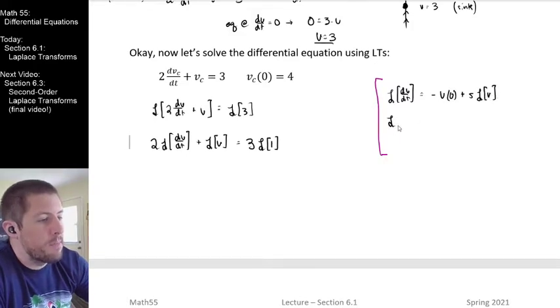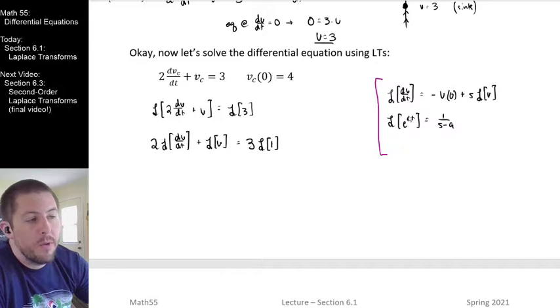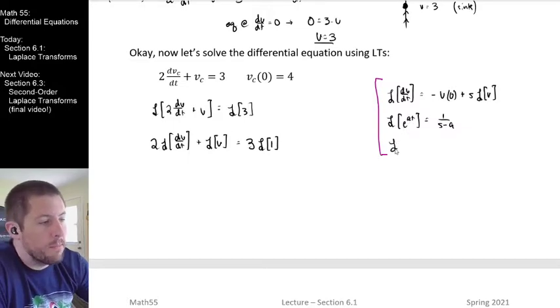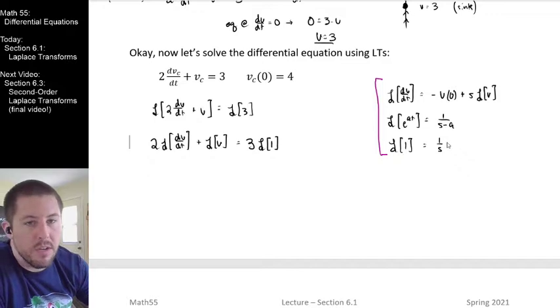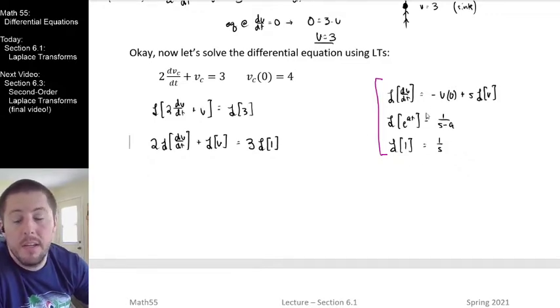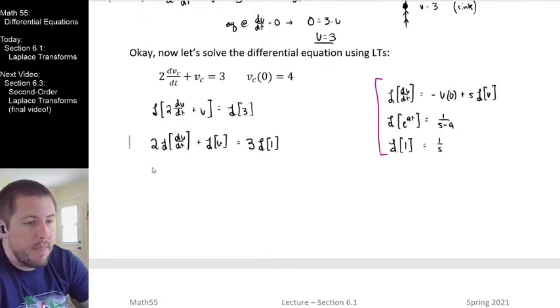We also found the Laplace of an exponential e to the at was equal to 1 over s minus a. We saw that when a is equal to 0, we get e to the 0, which is just 1, so the Laplace of 1 must just be 1 over s. So this is the stuff that we already derived on our own today. I'm just going to be using the first one and the third one right now. So let's go ahead and expand this stuff.